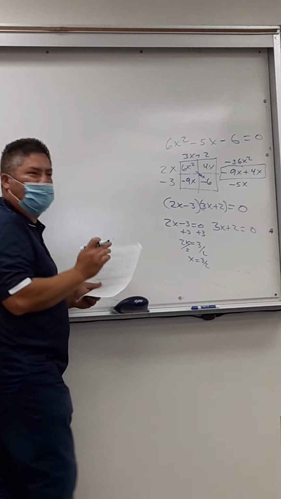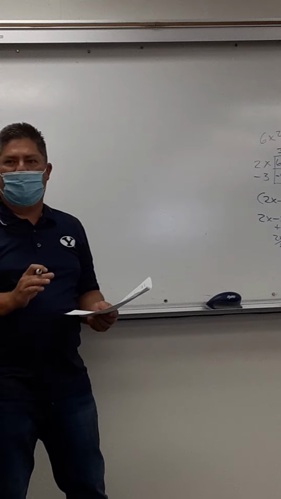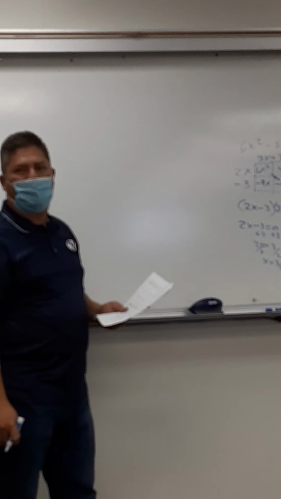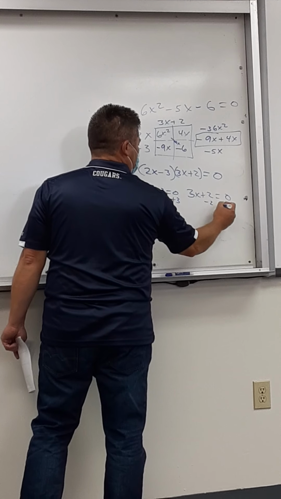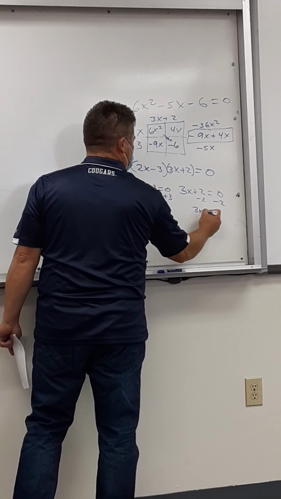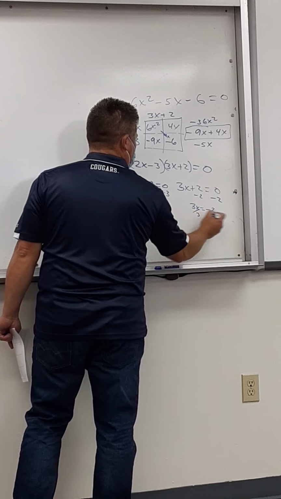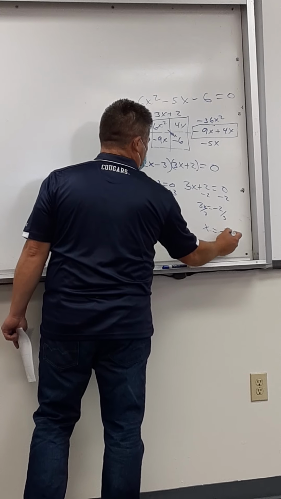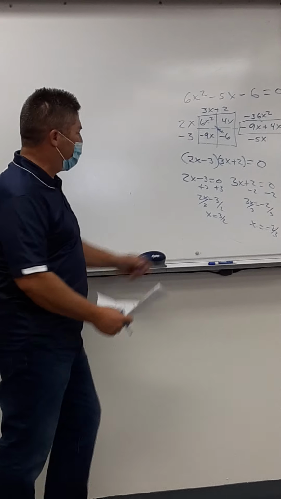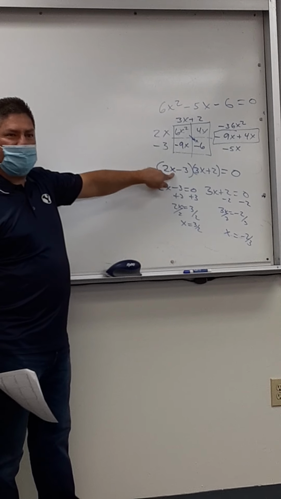Leave it as an improper fraction. Trust me, it's easier to plug in that way, okay? So leave it as an improper fraction. And then Destiny, do the other one for me. Subtract 2. Okay, and then divide by 3. And again, just leave it as a fraction. Don't try and change these to decimals.